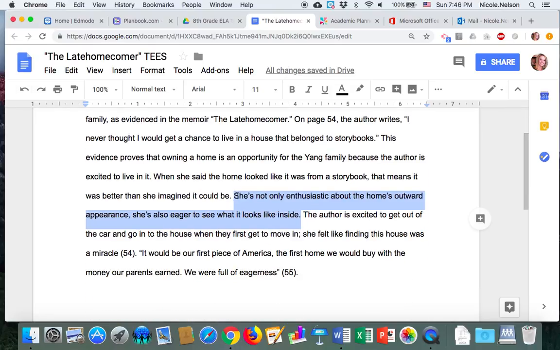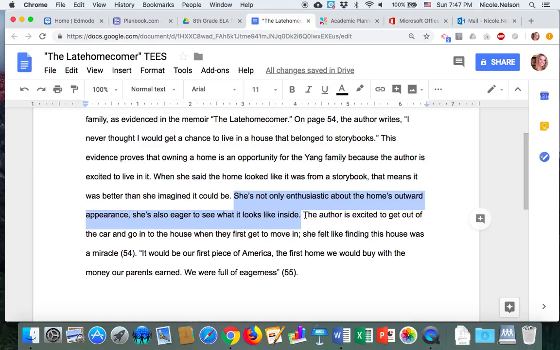Notice that I continued my next piece of elaboration to connect these two ideas. She's not only enthusiastic about the home's outward appearance, she's also eager to see what it looks like inside. So when we're talking about transitioning from one piece of evidence to the next, using phrases like not only, she's also, are words that you can put in to transition from one idea to the next. So the first idea was she's excited about the outward appearance. That's what all of this was. And now my next piece of evidence is talking about what it looks like inside.